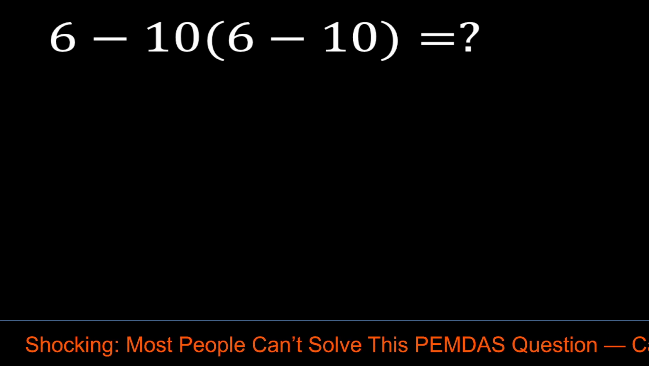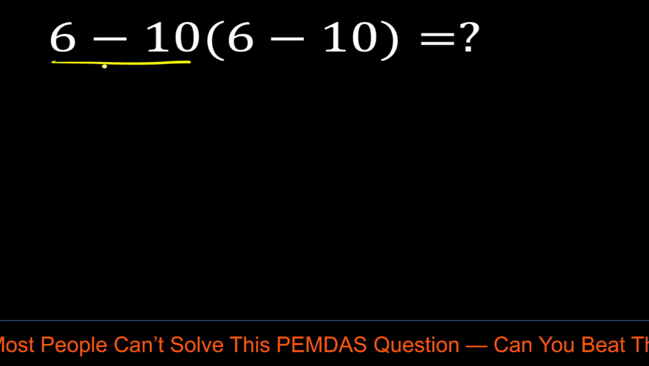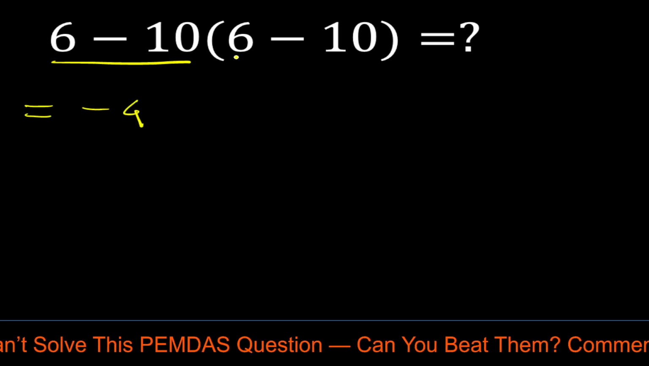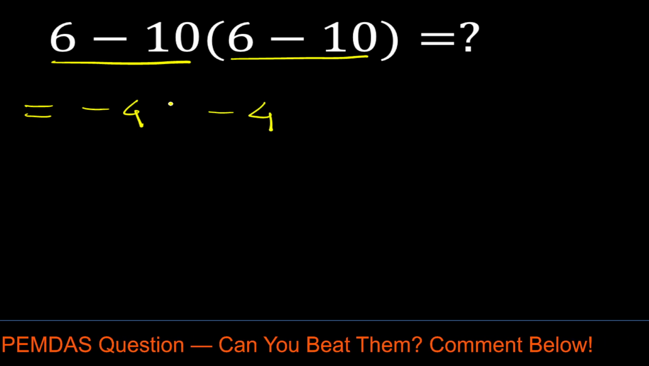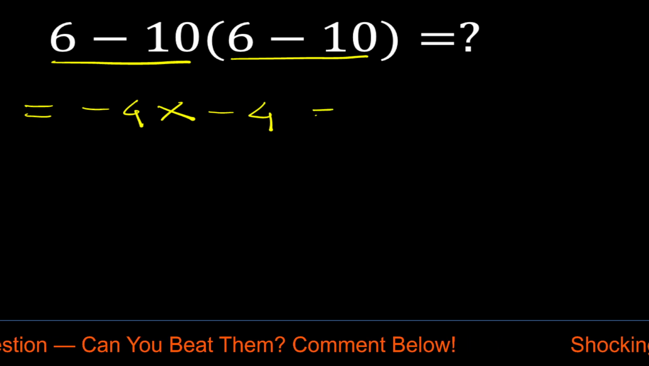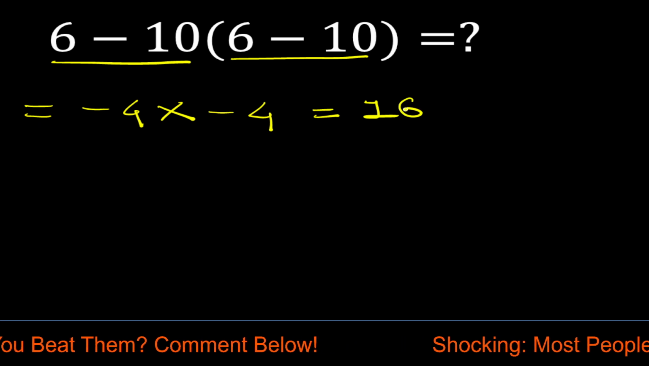So most people solve this question like 6 minus 10. So 6 minus 10 is equal to minus 4, right? Then again 6 minus 10. So 6 minus 10 is equal to also minus 4. Now minus 4 times minus 4. So minus 4 times minus 4 is equal to 16, right?